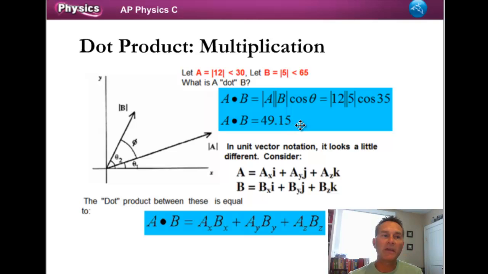Now another thing, if I know what the components are of the vectors, all I have to do is take the x components, or it could be the i's, and multiply those two together. You add it to the two y's or the two j's, and you add it to the two z's or the two k's. That also produces what's considered the dot product.